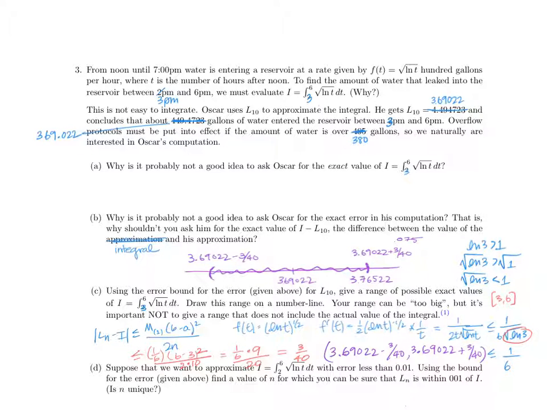So this question is saying, suppose we want to approximate, let's keep it at the integral from 3 to 6 of square root of natural log of t dt, and we want the error to be less than 0.01. So it says, using the bound for the error, find a value of n for which you can be sure that your approximation is within, it should say 0.01 of the integral's value.